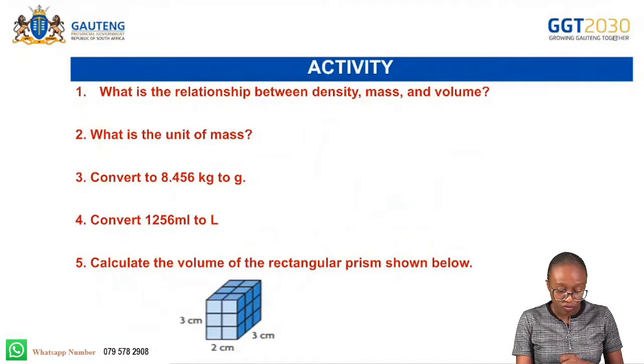Number 3, convert 8.456 kg to grams. Number 4, convert 1,256 milliliters to liters. Number 5, calculate the volume of the rectangular prism shown below. Take 5 minutes to answer those questions, then after 5 minutes, we will do the solutions together.